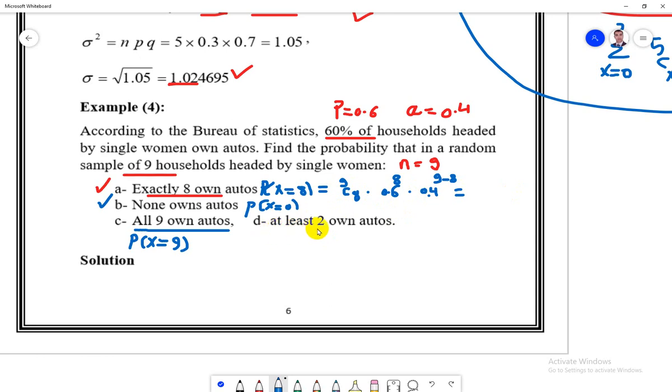Question D, at least 2. That is the probability of X greater than or equal to 2. So now how to find that? I would have to substitute in the binomial distribution formula 8 times, from 2 to 9. It takes time. I have two ways. First way, using the complement: 1 minus the probability of X equals 0 plus the probability of X equals 1. So find the probability of X equals 0 and the probability of X equals 1, add them up and then subtract that from 1 using the complement.